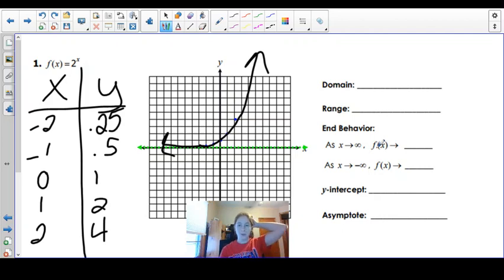So the domain deals with my x values. So take a look. I used both negative and positive and 0 x values. So when I'm looking at an exponential function, I'm really using anything. If I wanted to, I could use fractions, and we know fractions are just decimals. 1/2 is 0.5. It's the same thing. So here we're using what's called all real numbers.